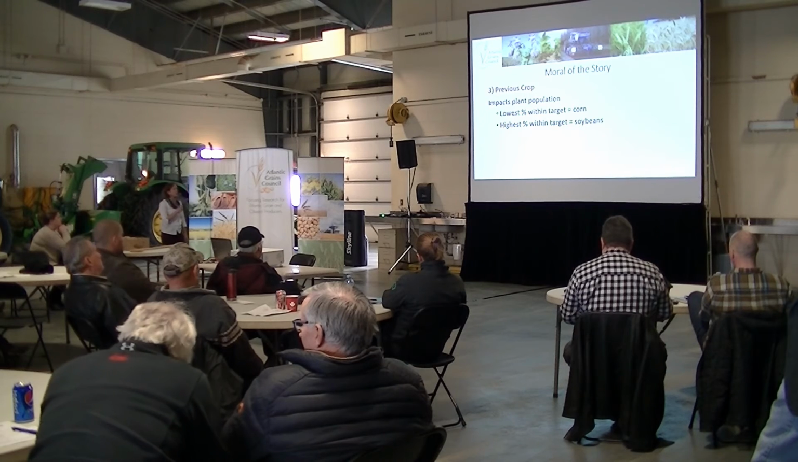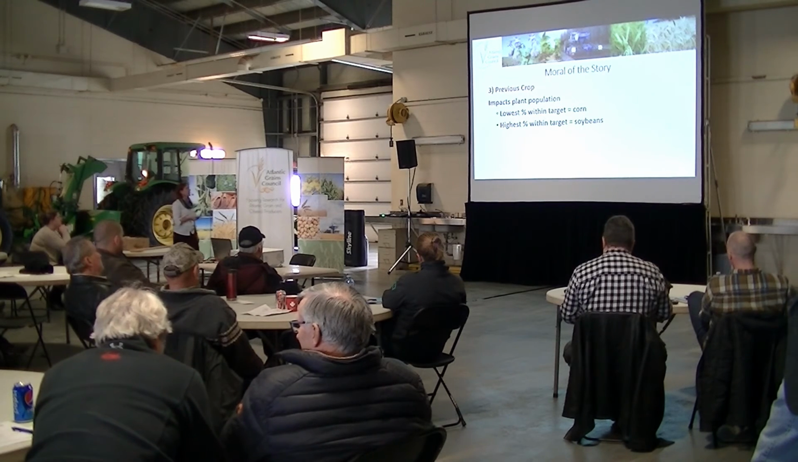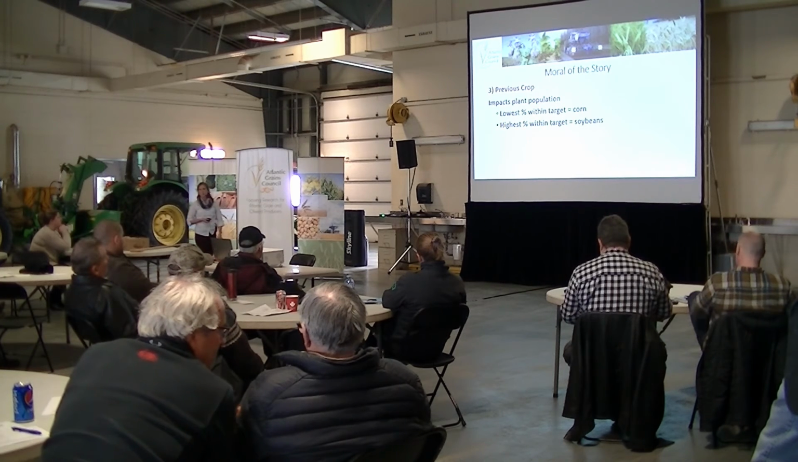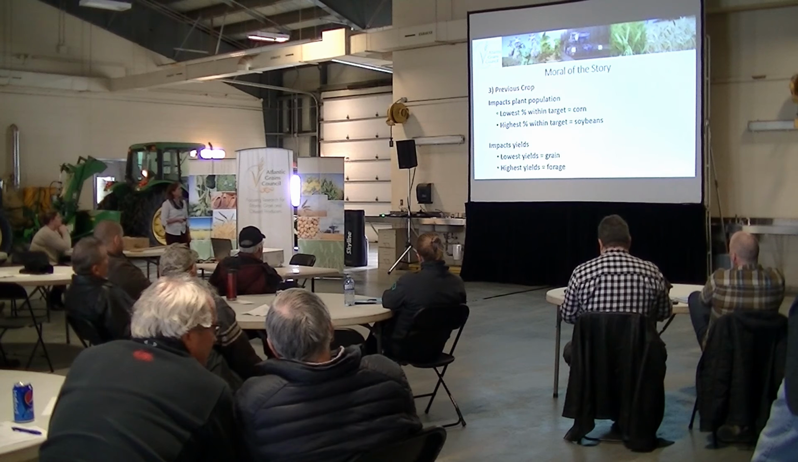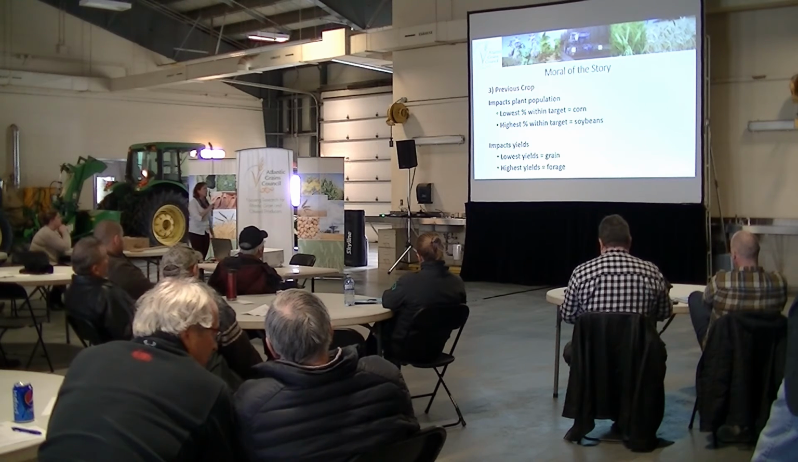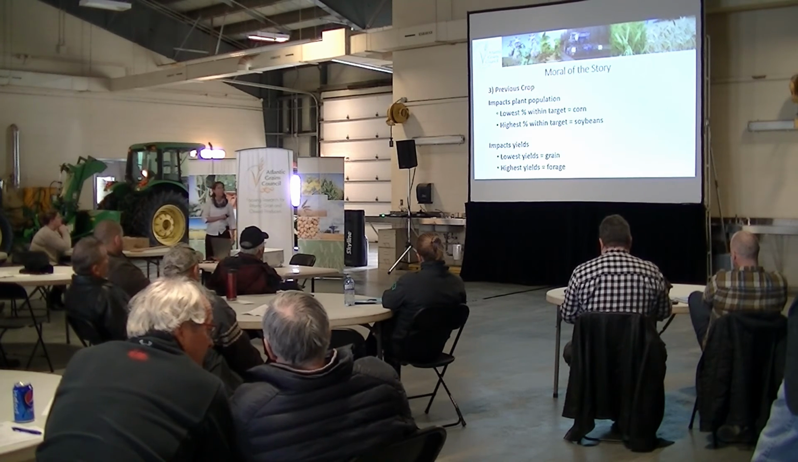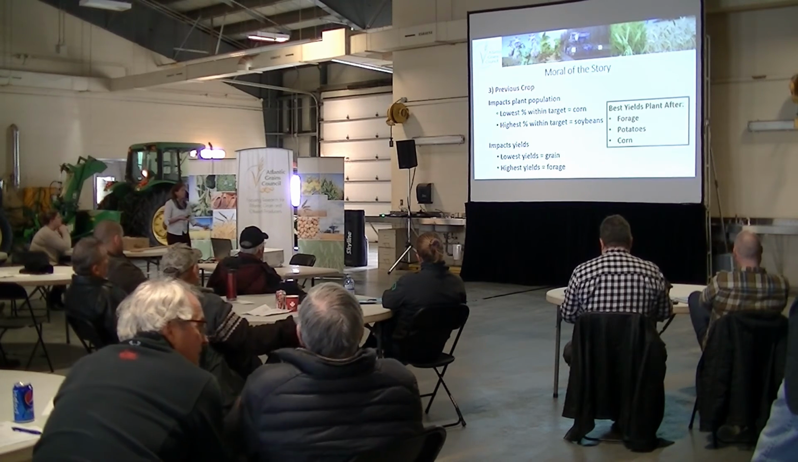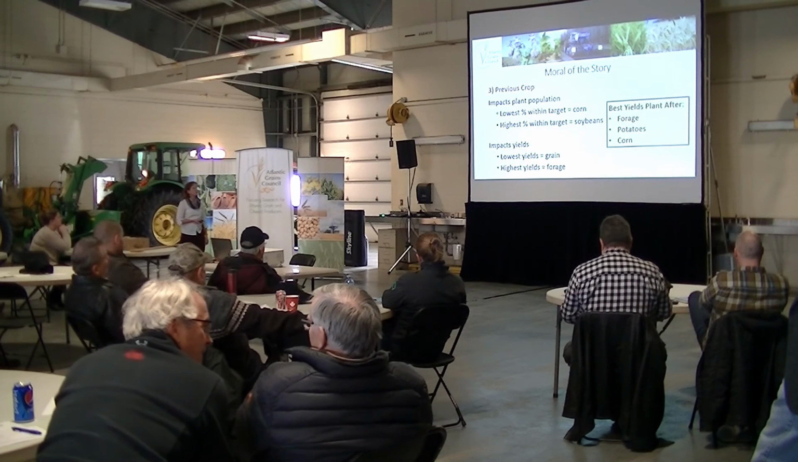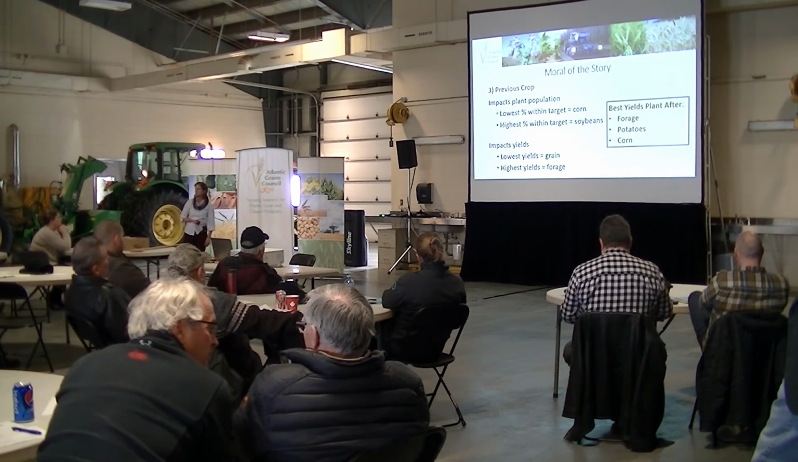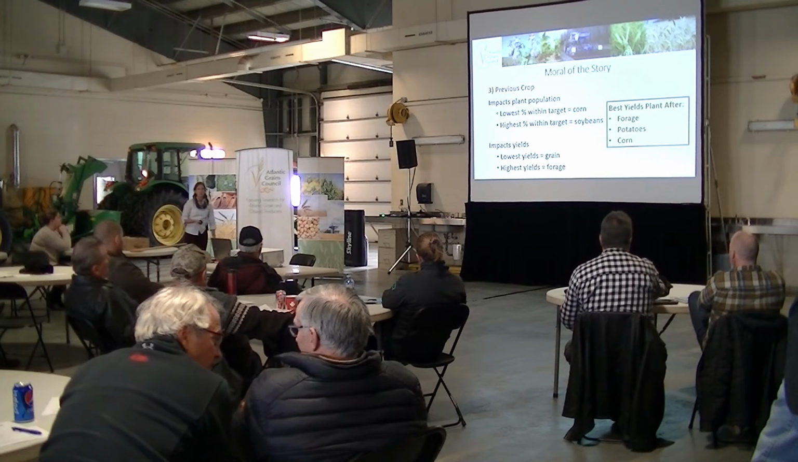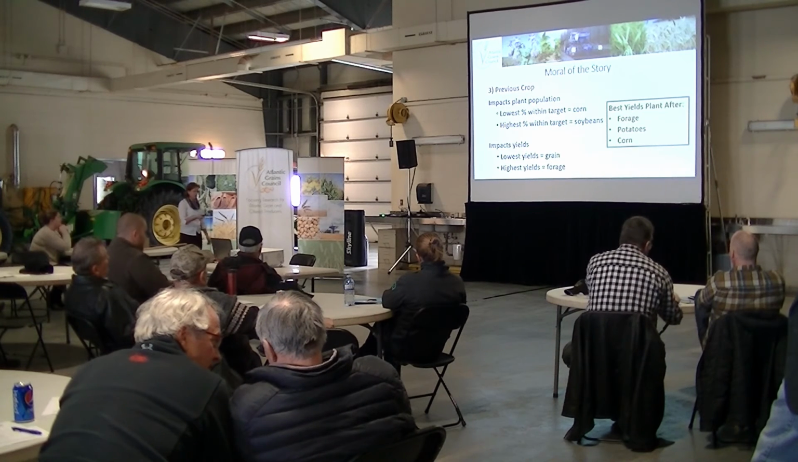Previous crop impacts plant population. The lowest percent within target was following corn. The highest percent within target was following soybeans. It impacts yields. The lowest yield was following grain. The highest yield was following forage. Moral of the story, the best yields are from planting after forage, potatoes or corn. So anybody who's growing potatoes would be happy to hear that. We won't get into what potatoes do to organic matter and stuff like that.